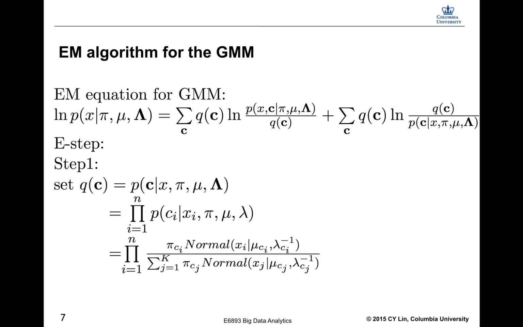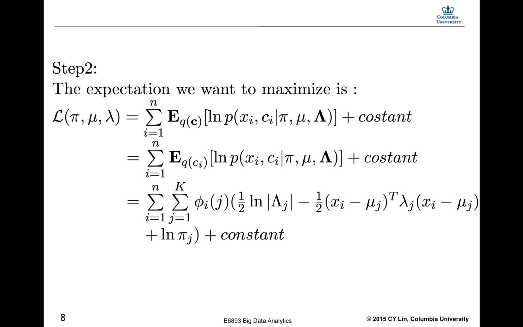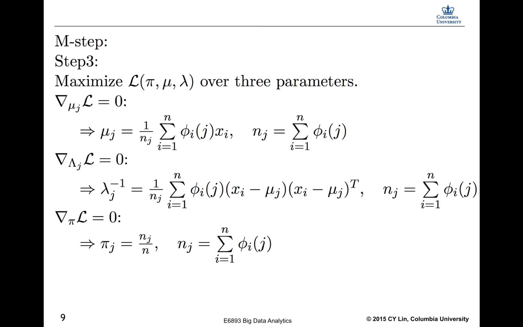In the first step, we find such a variable C and set its distribution to be the posterior. And in the second step, we calculate the likelihood function to be the one that we want to maximize. Here's the result for the maximization over the three parameters, pi, mu, and lambda.